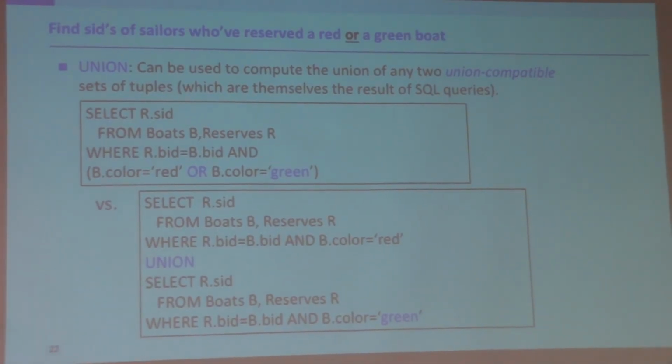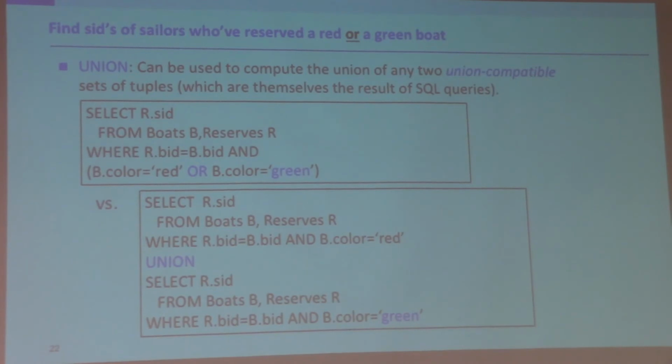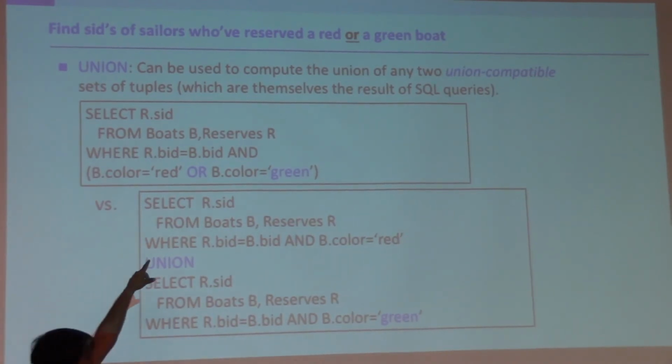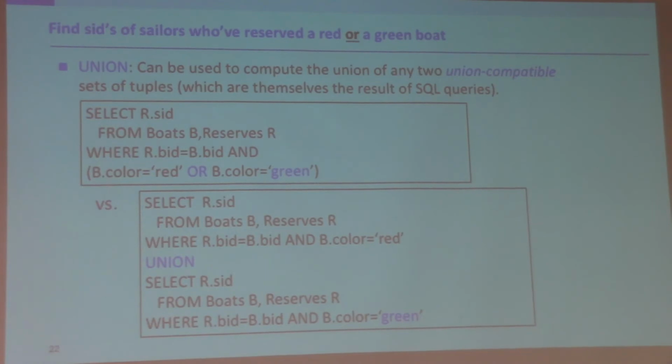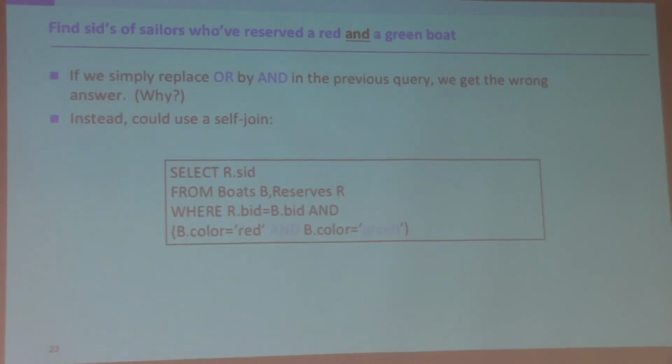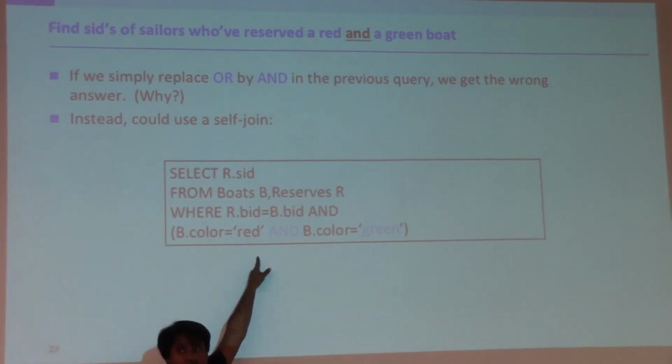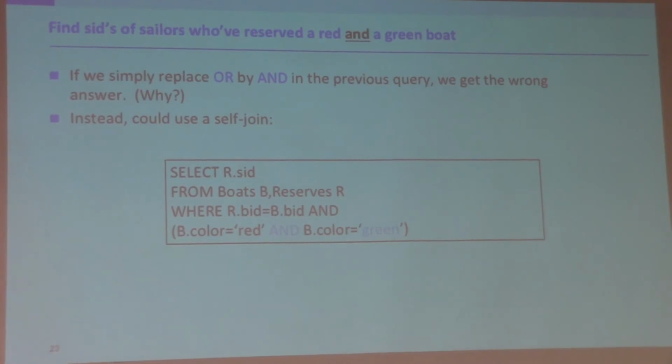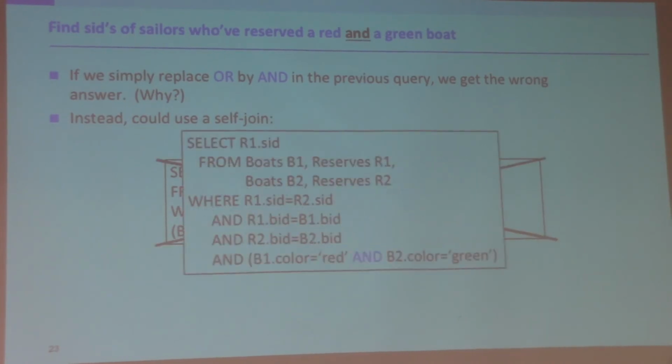So the sailors who have reserved either a red boat or a green boat, we can specify that one as OR. But the same goes for the next one, can we specify it with AND? This doesn't happen here, right? If this is AND, this is again wrong. We used intersection over there, but we can do something different for the SQL. So this is wrong.